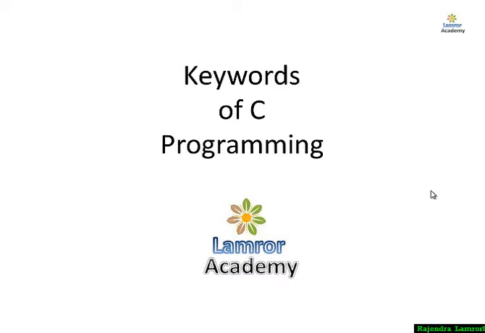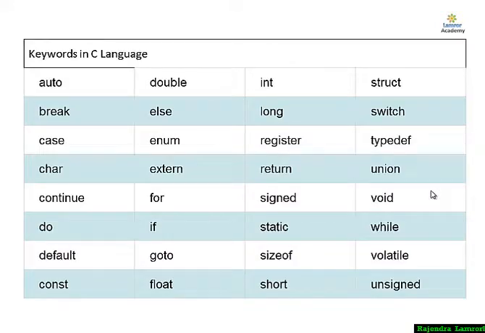I am Rajendra Lamroad. Today I am telling you about the keywords of C programming: how to use the keywords, and how many keywords there are in C programming. C programming has a total of 32 keywords. Here I am showing the names of all the keywords. After that I will give you brief information about the keywords, and in future tutorials I will show you the use of all the keywords.